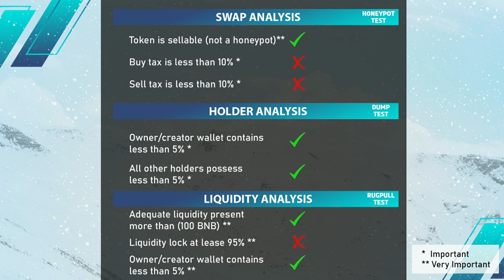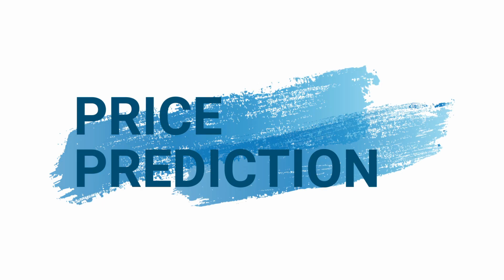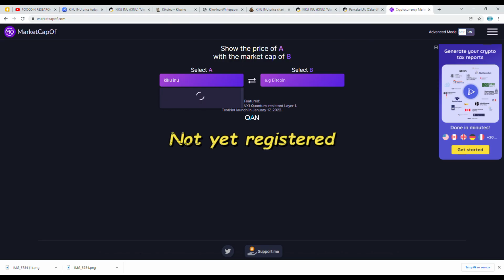Liquidity analysis results. Liquidity availability, it's safe. Lock liquidity, it is not safe, although 89% of liquidity is locked, it is locked less than 4 months. And the last, the wallet containing 10% liquidity tax, it should be locked immediately, at least 1 year. For now, the Kiku Inu token has not been registered on MarketCapOff, so the price cannot be predicted.